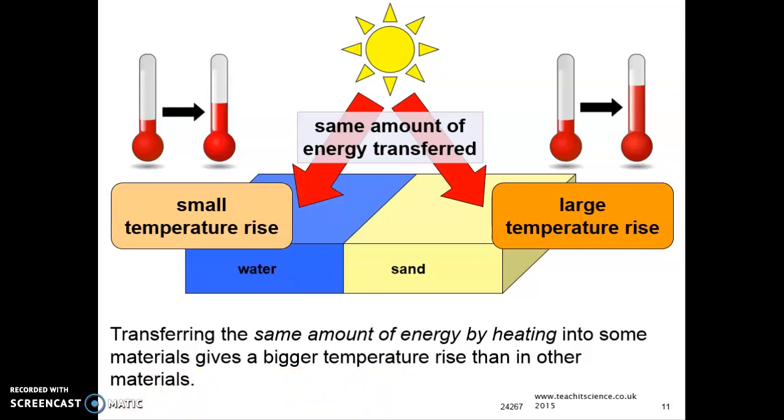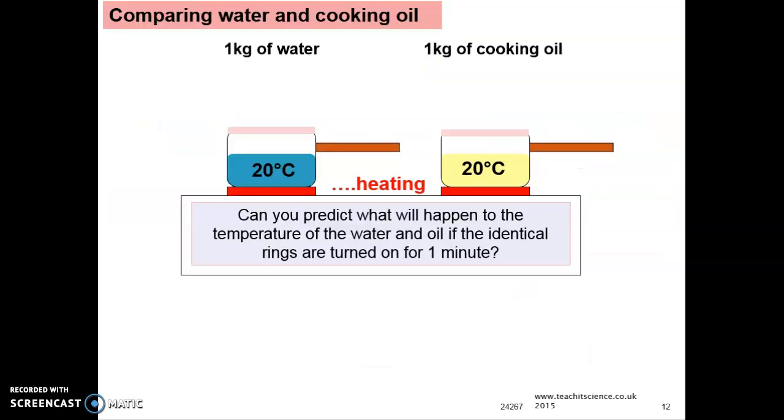Okay? All right. So if you compare water and cooking oil, and if we were in a lab we would be able to do this. Okay, so let's say the starting temperature of each is room temperature, so 20 degrees Celsius for both the water and the cooking oil. What would happen to the temperature of the water and the oil if they had identical heating from identical rings, heated for 1 minute? What do you think? Do you think they'd be the same temperature? Do you think they'd be different temperatures?